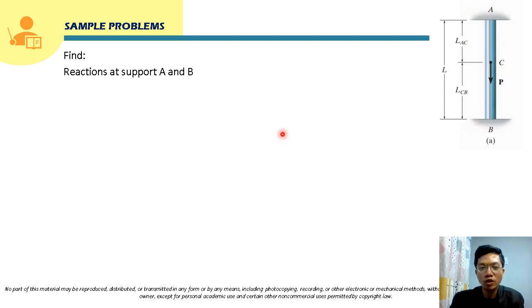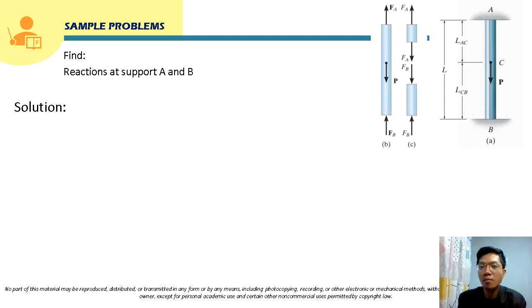What we're going to solve here is the reaction at supports A and B. The first thing that we have to do is draw the free body diagram of this given bar, fixed supported at both ends. Its free body diagram will be this figure. Since this is fixed supported, there will be a reaction at A and a reaction at B. So this will be our bar, and there will be a reaction at point A, which we will name F sub A. There will also be a reaction at B, and let's say that this is F sub B. From this free body diagram, we can establish an equation.